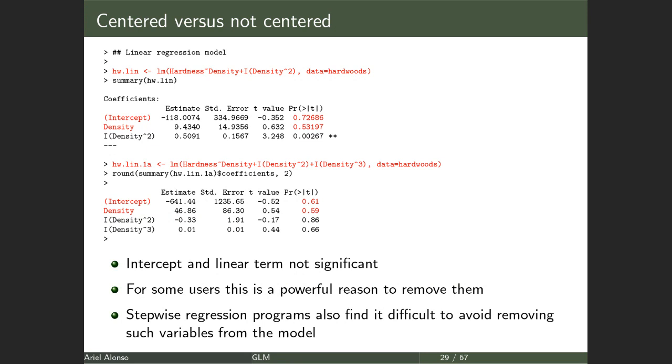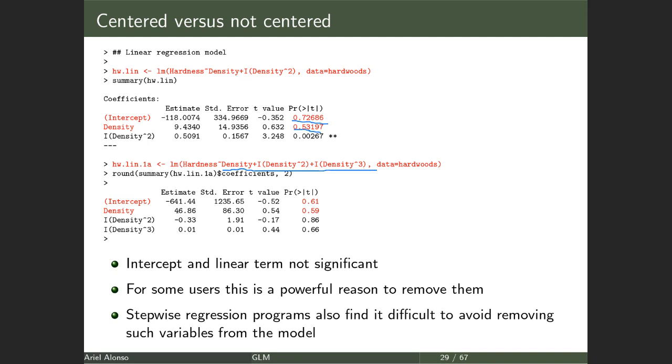Now, the second thing is that if you consider now a polynomial of degree 3, so you try to make your polynomial a little bit more complicated, then you see a couple of interesting things. For instance, you see that the intercept term is not significant here. Let's look at the quadratic polynomial. You see that the intercept and density are not significant.